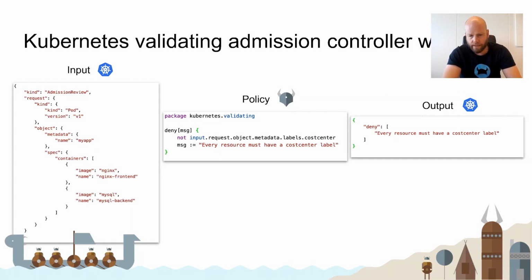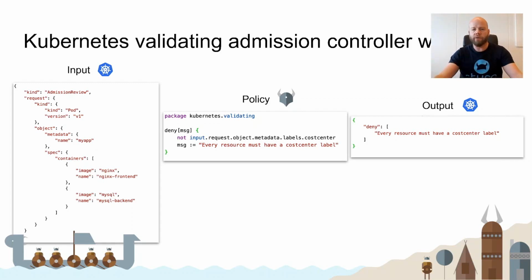So in this case, we would return that every resource must have a cost center label if the cost center label is missing. But that might not be the only violation of our policy. We could have many other rules, and we'd also want to include the reason why those policies should be enforced, so that the user doesn't have to fix one problem, try to deploy, and then get back another message.